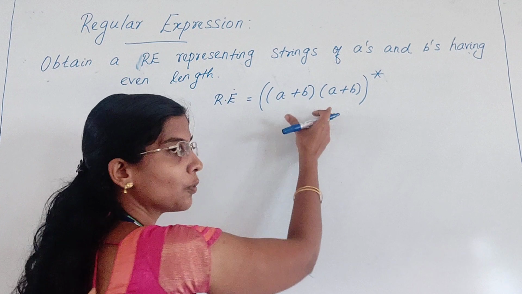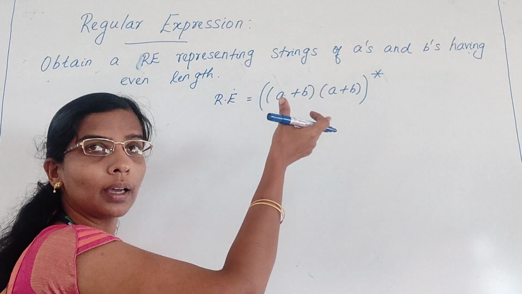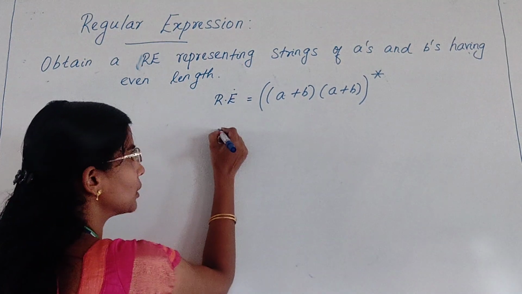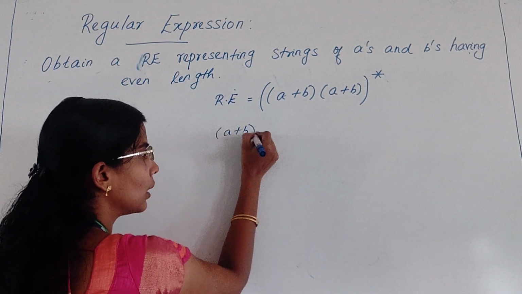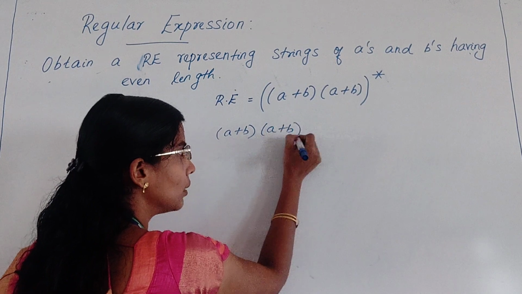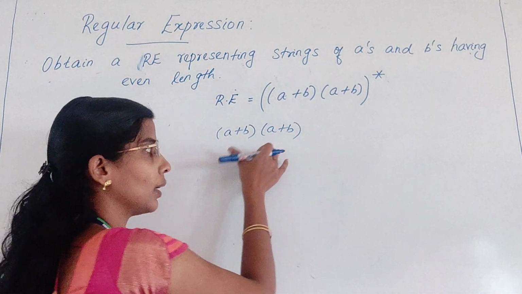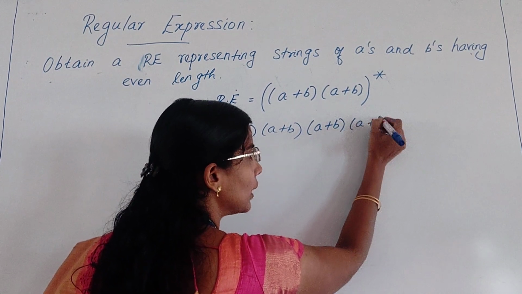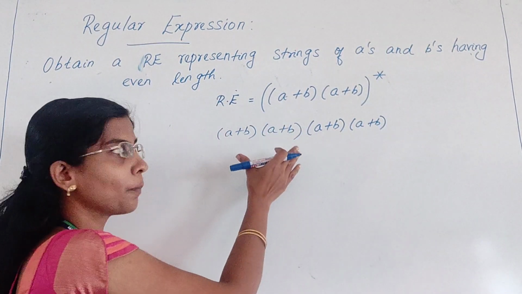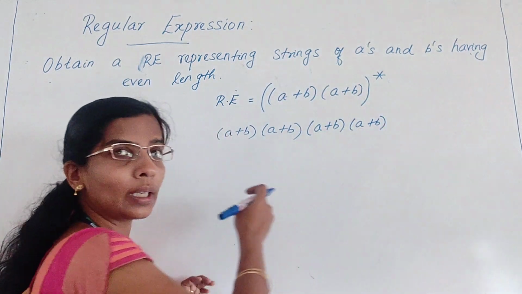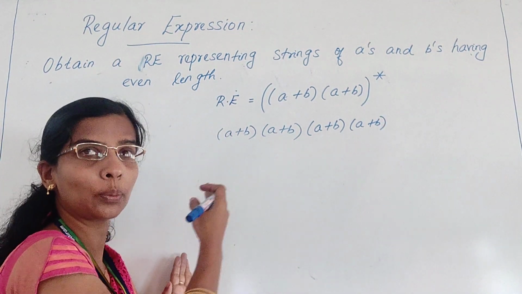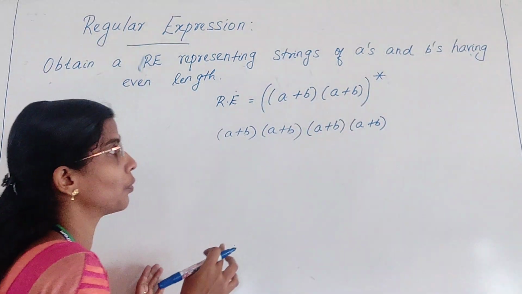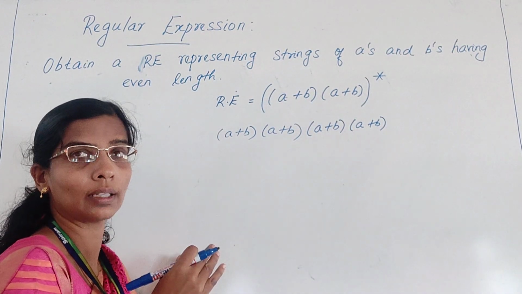If I repeat this for 2 times, I will get strings of length 4. You write this 2 times: A plus B, A plus B. This is 1 time. If you write 1 more time, you will get strings of length 4. If you write 1 more time, you will get strings of length 6. Likewise, it goes on. So, this is the regular expression for strings of even length.